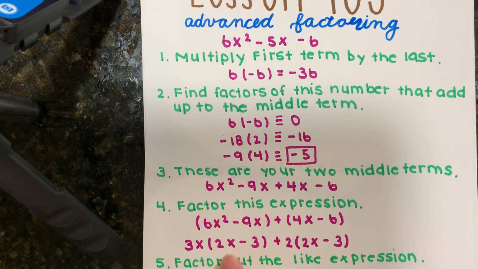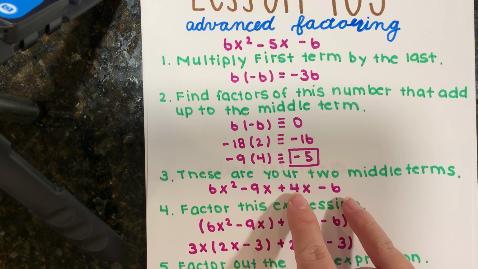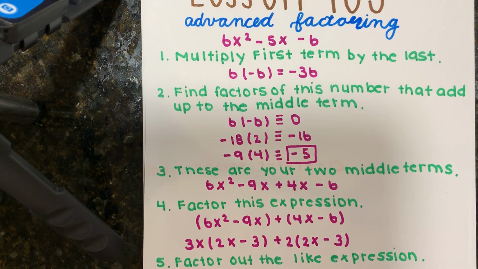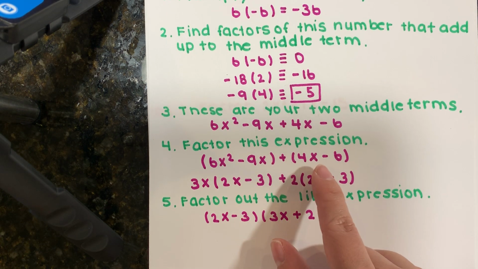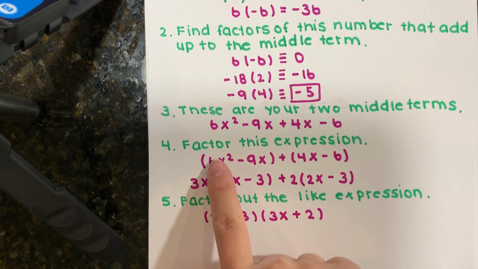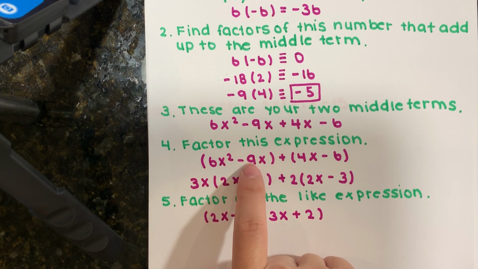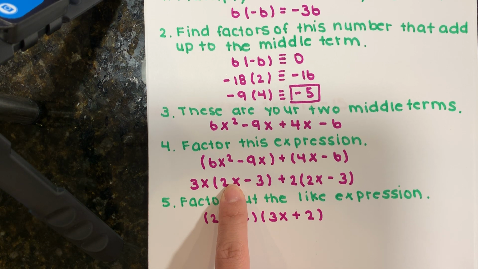Now we're going to factor this expression. We take the first two terms and then the second two terms. So I have 6x squared minus 9x and then plus 4x minus 6. Then you find the common factor within each set of terms. For the first, there's a 3 that can divide both terms and an x that can divide both terms. So I factor the 3x out, and I'm left with 2x for the first term and then minus 3 for the second term.